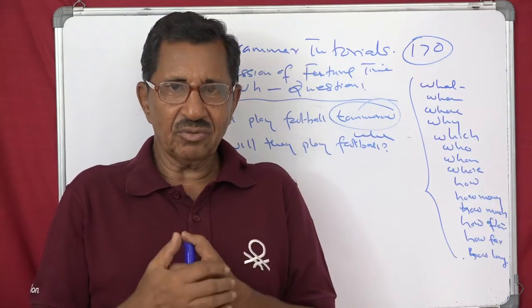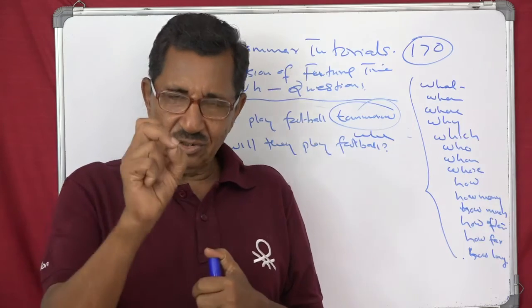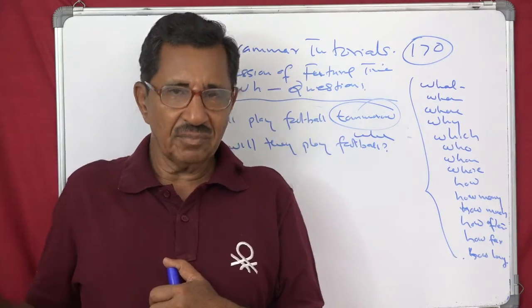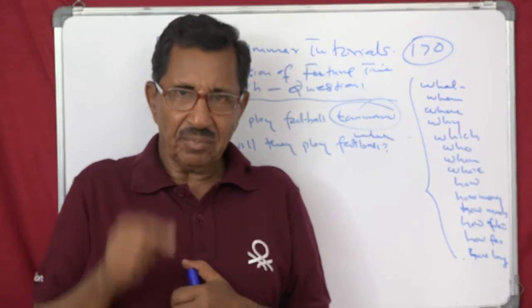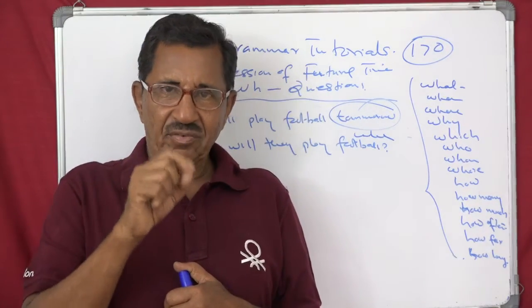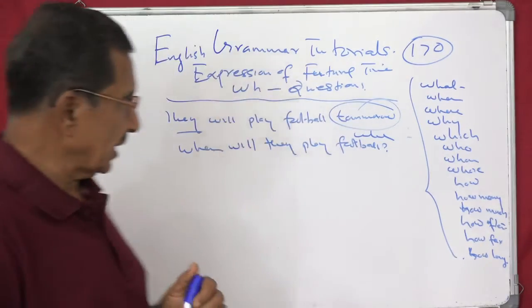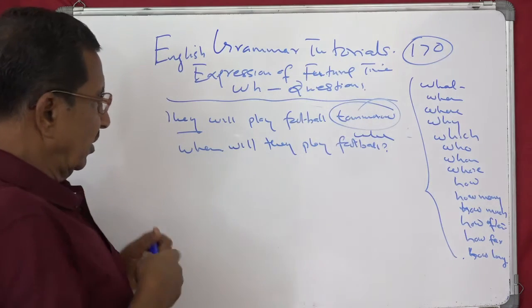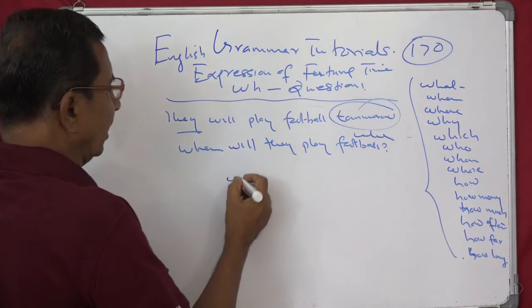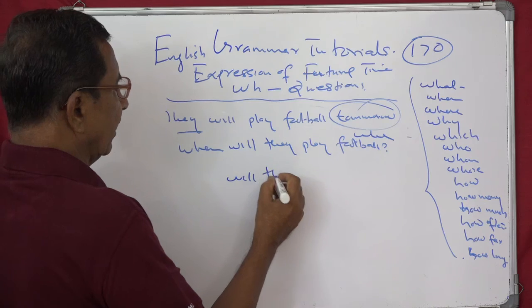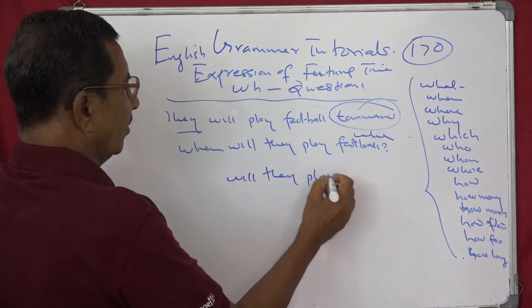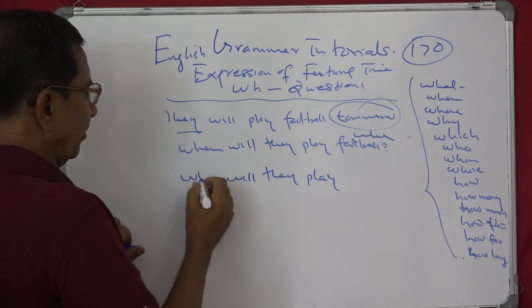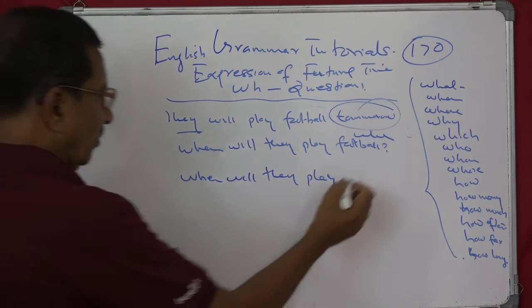First you convert that into a yes or no question, then choose the right question word, bring the question word at the beginning of the question, then the first part of the verb. As once again, as you can see, they will play football tomorrow. So the yes or no question will be, will they play football tomorrow? For tomorrow you take when. So add here when. When will they play football?